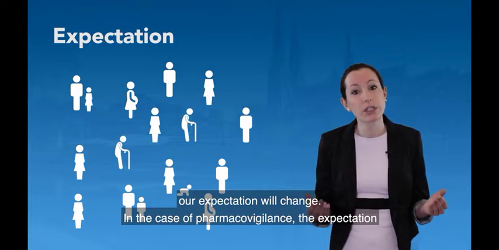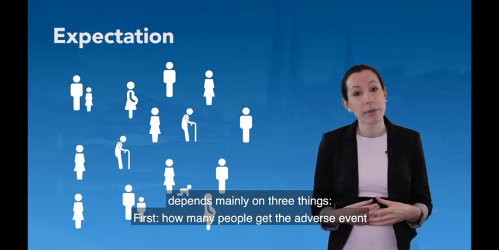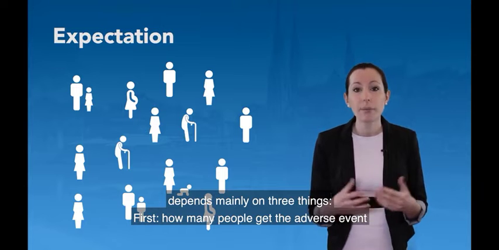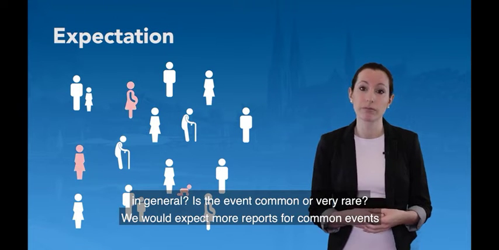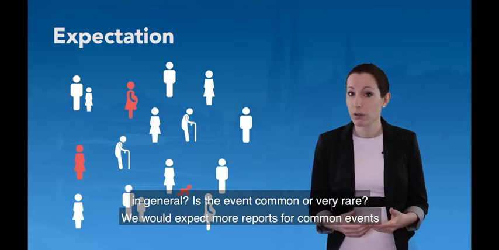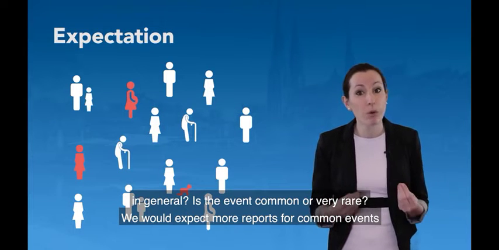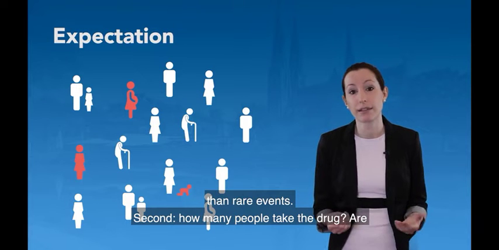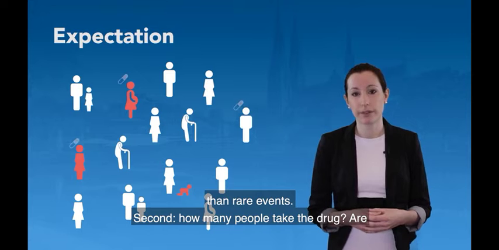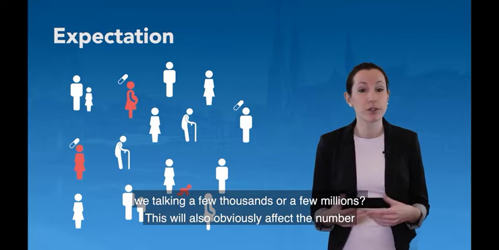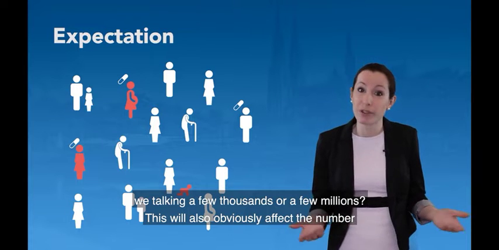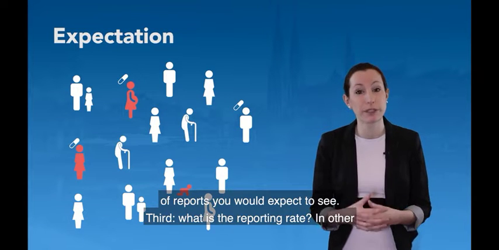In the case of pharmacovigilance, the expectation depends mainly on 3 things. First, how many people get the adverse event in general? Is the event common or very rare? We would expect more reports for common events than rare events. Second, how many people take the drug? Are we talking few thousands or few millions? This will also obviously affect the number of reports you would expect to see.